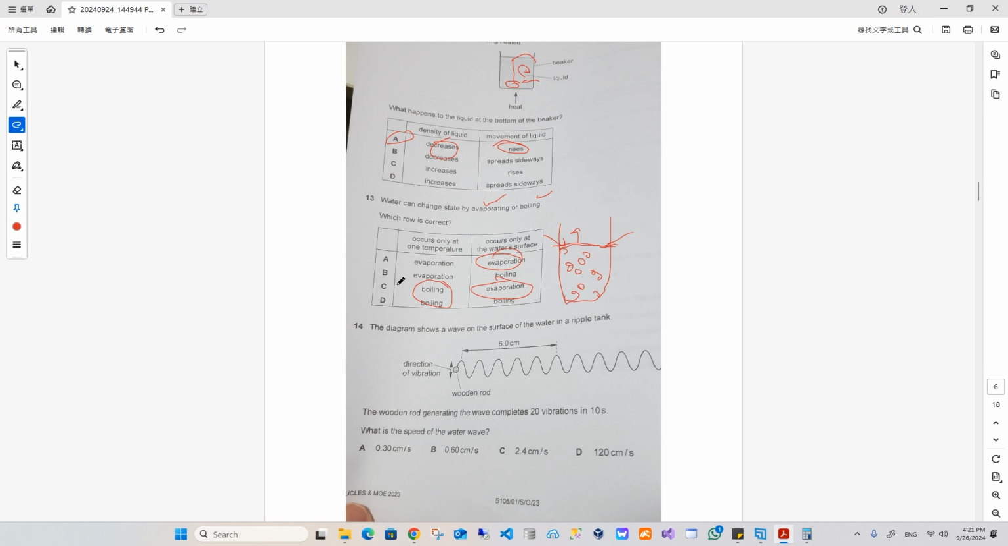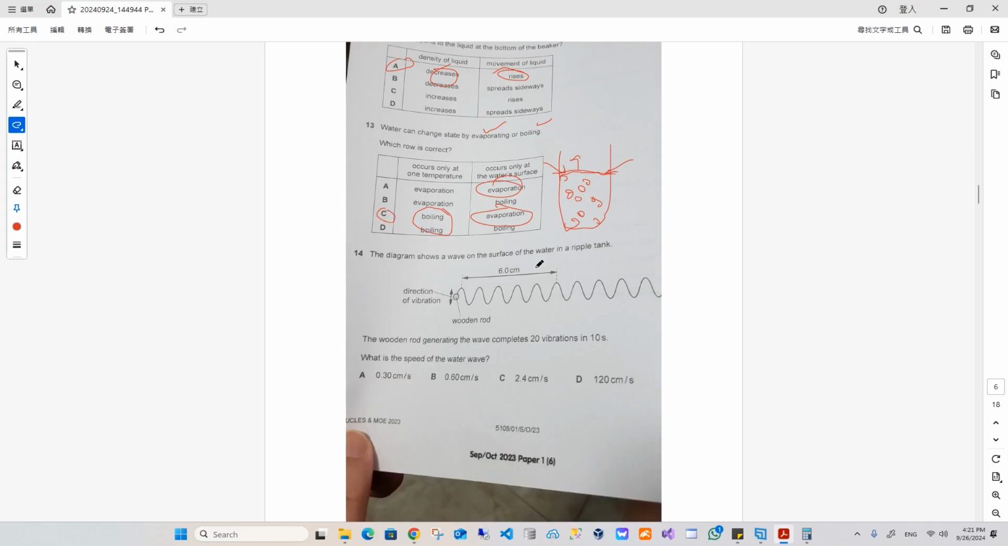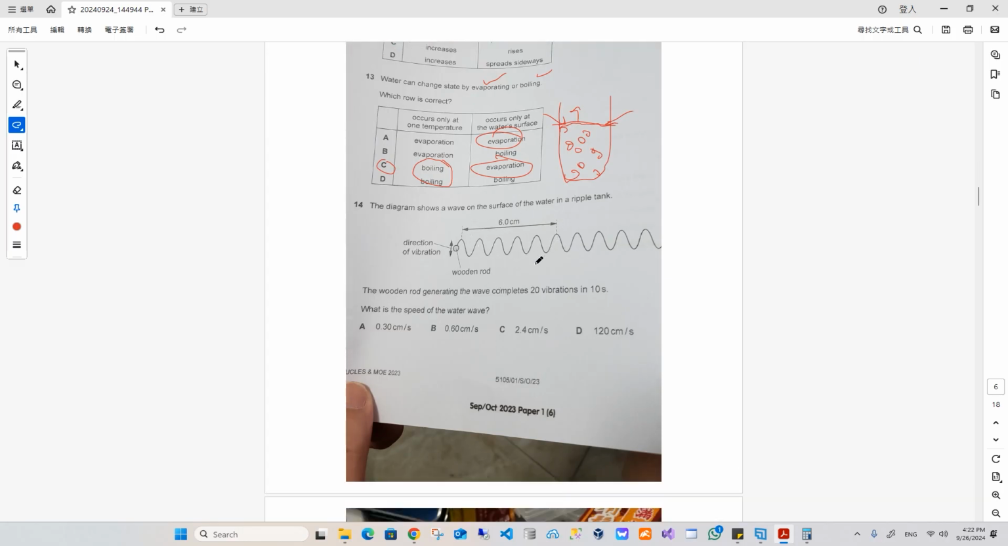Okay, so answer C. The diagram shows a wave on the surface of water, a ripple. The vibration is up and down, the wave travels left and right. So this is a transverse wave. Yeah, sorry. Okay, transverse wave. Next, the wood rod generates a ripple of 20 vibrations in 10 seconds. What is the speed of the water wave?